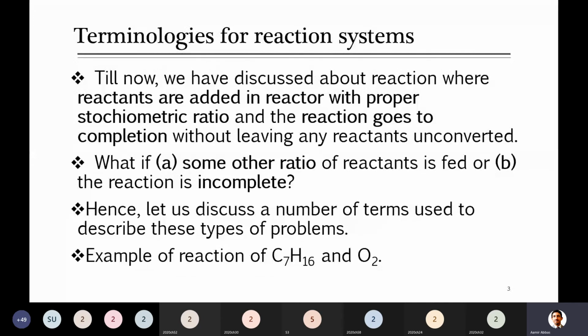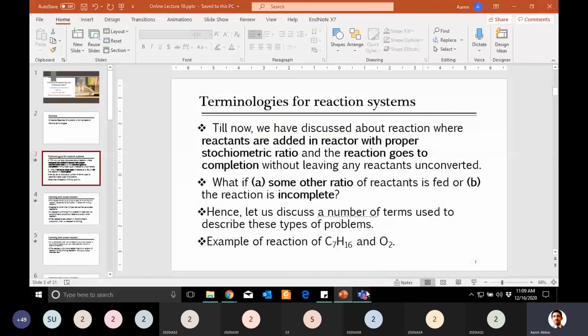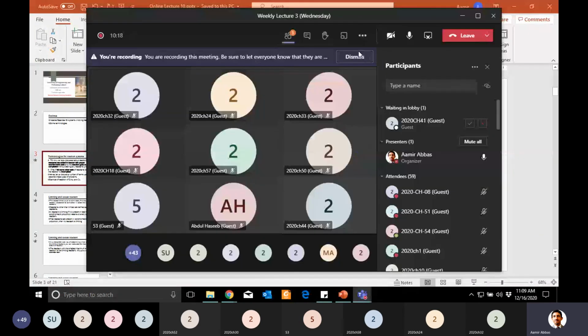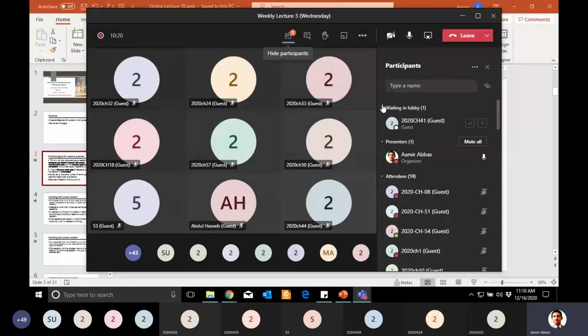So they are given as 1 mole of heptane and 11 moles of oxygen. They are in stoichiometric ratio. But for example, you have 2 moles of heptane and only 11 moles of oxygen. In that case, they are not in stoichiometric ratio, because one has 2 moles and the other should have 22, but it has only 11 moles. So that's the issue.